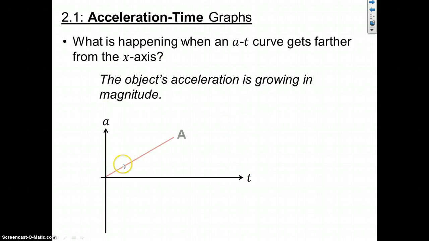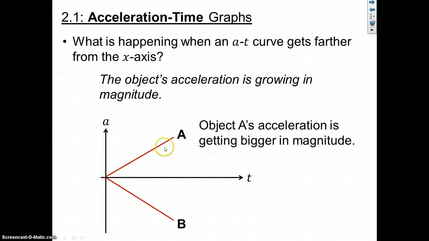Now, if the AT curve is getting farther and farther away from the x-axis, well, the x-axis represents the value a equal to 0. So whenever we're on the x-axis, we know the acceleration is 0. And if we're moving away, the acceleration is growing in magnitude. Here the acceleration is getting more and more positive, getting bigger in magnitude. Down here, the acceleration is getting bigger and bigger in magnitude, right?